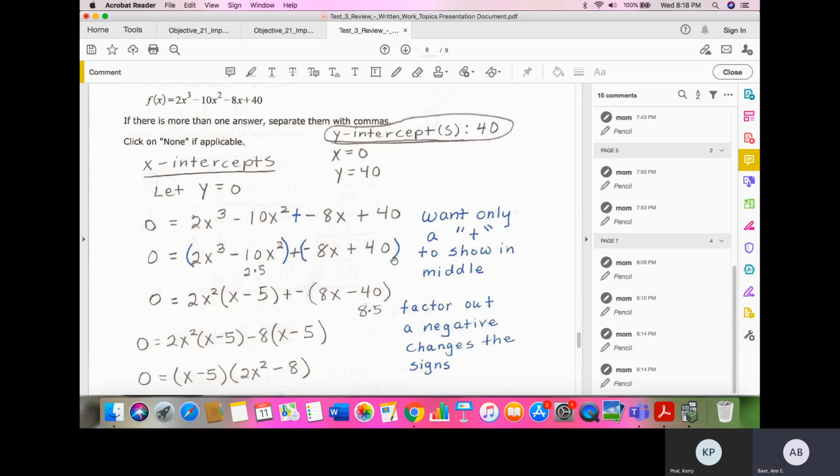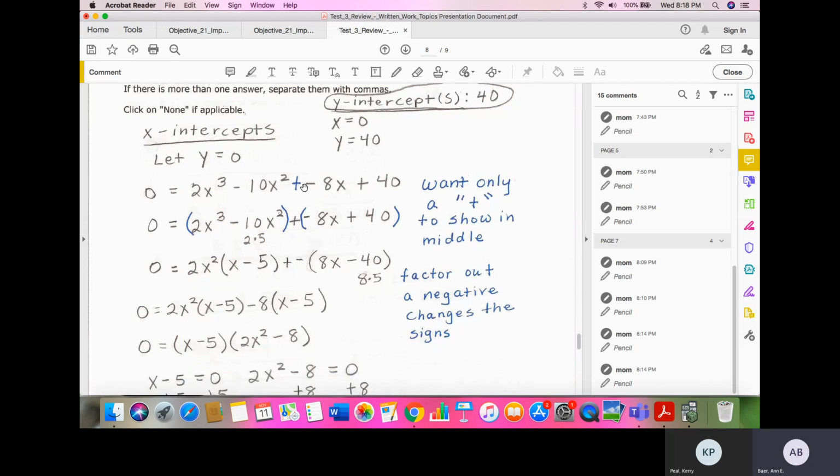And that's because there's 2 terms in here, and it's pretty common for students to get the sign of this wrong. So I think if you do it this way, you're much less likely to get it wrong. You want only a plus sign to show in the middle.